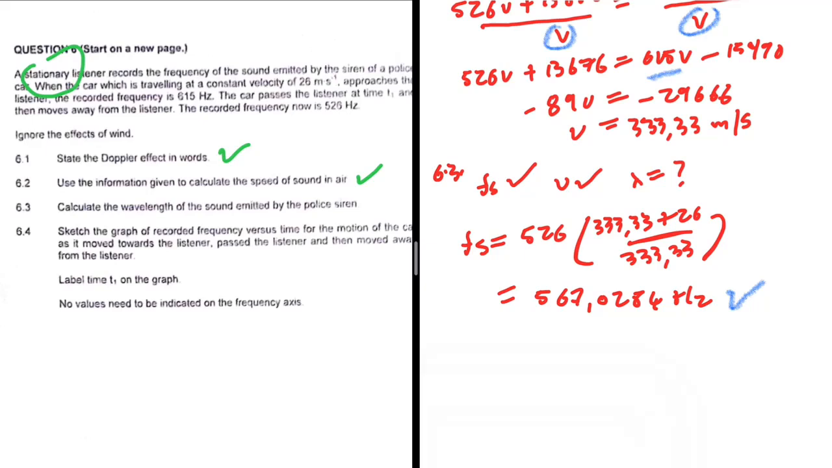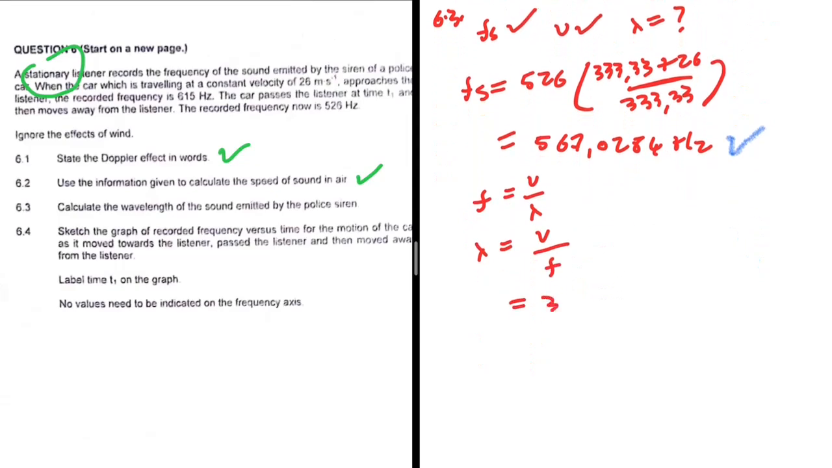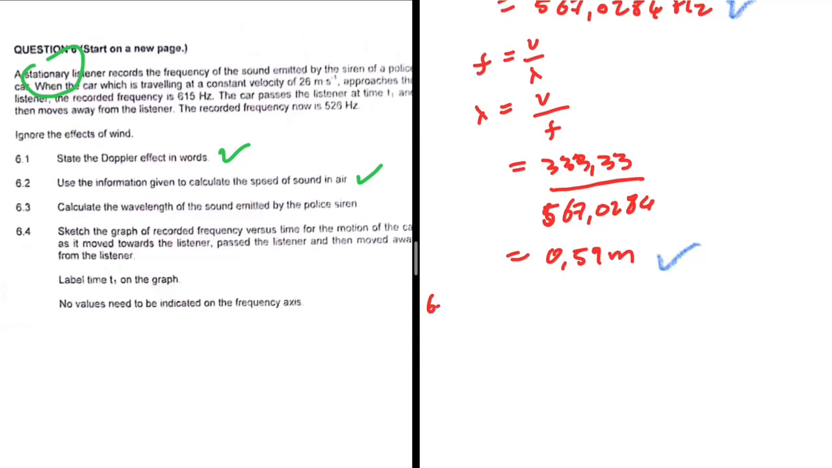Okay, so we have Fs. So now we just need the wavelength. The frequency is equal to the velocity divided by the wavelength. So the wavelength is the velocity divided by the frequency. So let's substitute here. 333.33 divided by 567.0284. This is 0.59 meters. So there we go. We have the wavelength. Now 6.4.